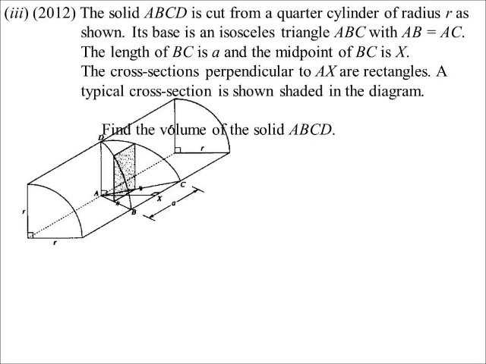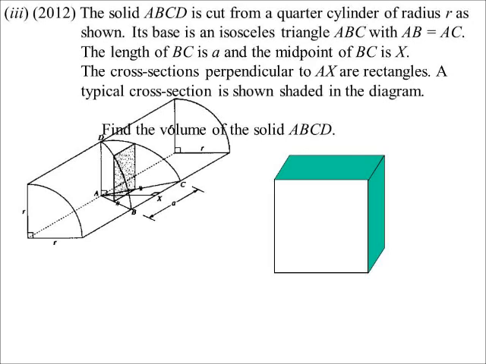Okay. Isosceles triangle. AB is equal to AC, so they're the equal sides of the triangle. Length of BC is A, and they've labelled the midpoint capital X there. We're taking cross sections perpendicular to AX, and they're going to be rectangles. Rectangles in this case. So there's my rectangle. I'm just calling the thickness delta Z. And I'm going to call the length of the sides X and Y.